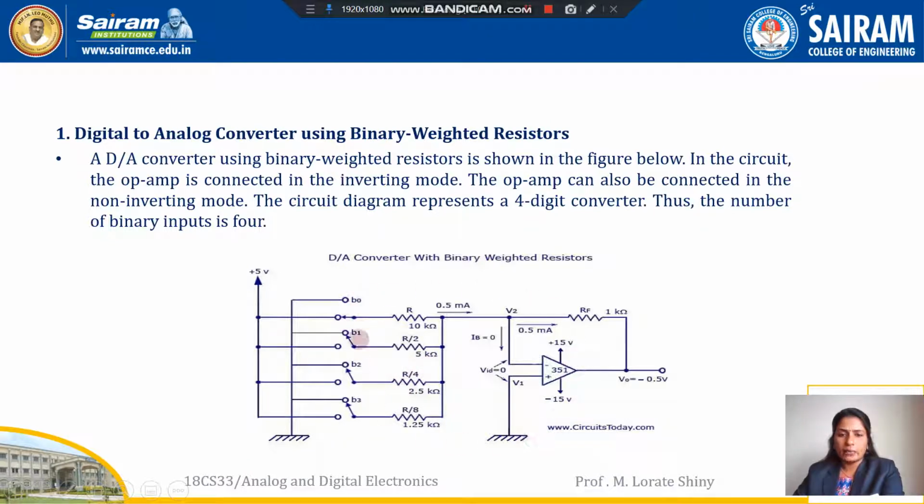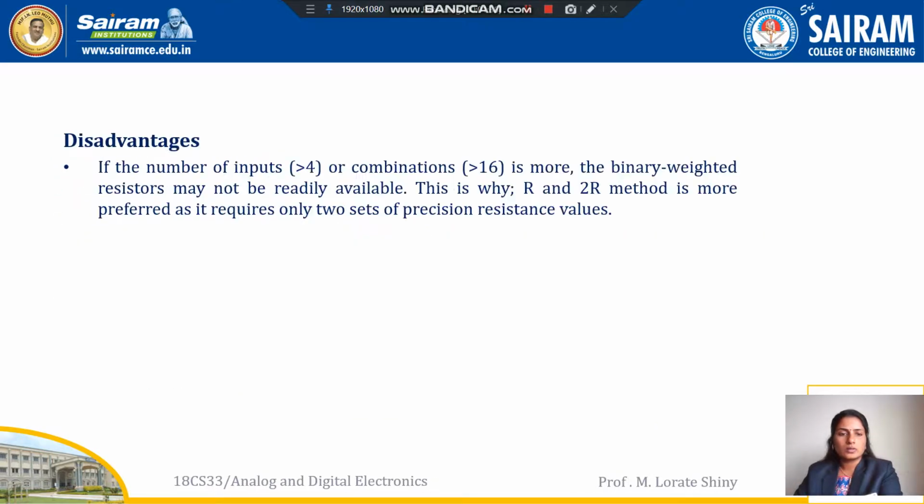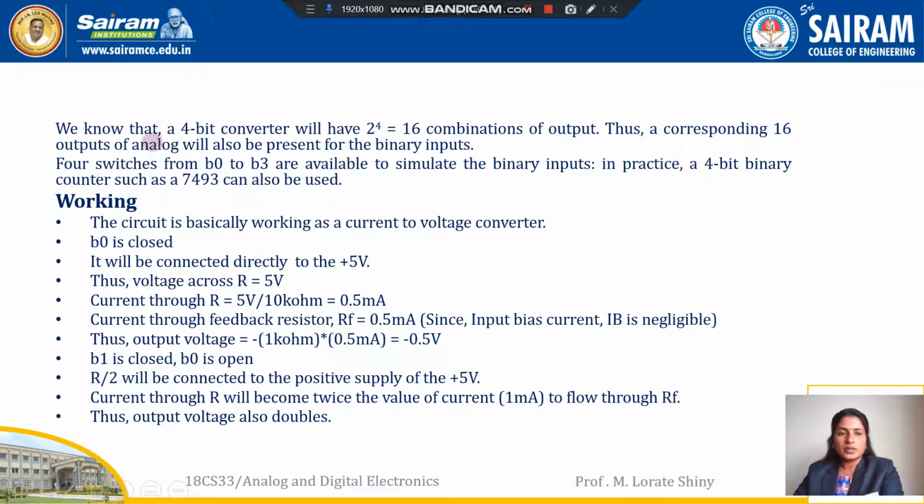See, in the circuit we have 4 switches, then 5 resistors. One is the feedback resistor, and one operational amplifier. This operational amplifier is an inverting operational amplifier because the non-inverting terminal is grounded and the inverting terminal is connected with the power supply. See, in the circuit we have 4 bits. So when we convert the 4 bits, we will get 2 power 4 is equal to 16 combinations of output. The corresponding 16 analog outputs will be present for the binary inputs.